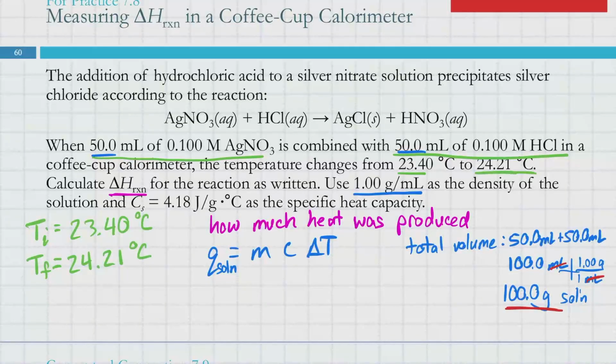So this 100 grams of solution is our mass value. We were also provided a C value. So we've got the C value. Can we find a delta T? Yes, we can find a delta T because we were given two temperature values. We're given a final temperature and an initial temperature. So we can use those to calculate our delta T.